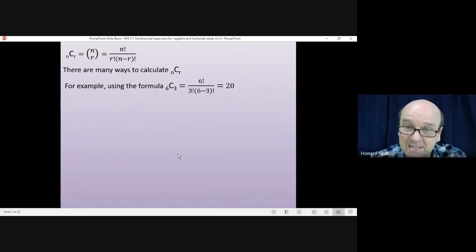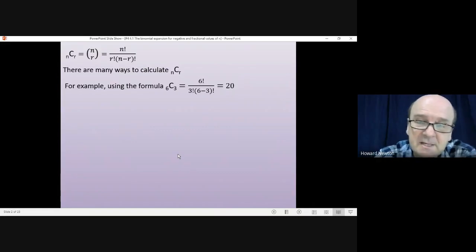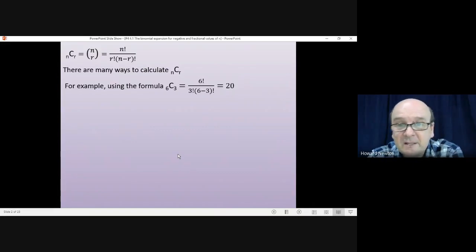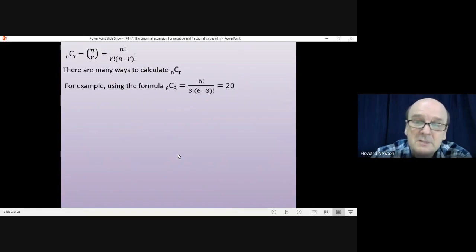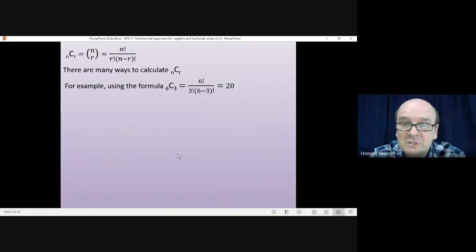What exactly is 6C3? What does it mean? I think the easiest way to understand it is if you had, say, a class with 6 students in it, and you wanted to choose 3 of those students. This is saying that there are 20 different ways that you could choose 3 students out of a total of 6. That's what it means.